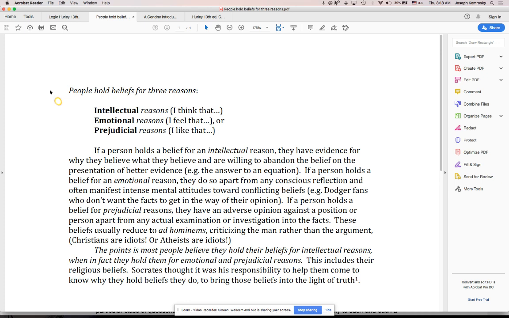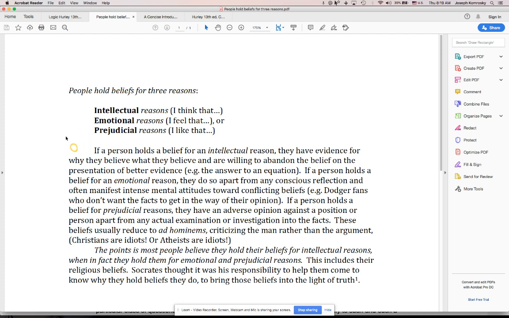He says people hold beliefs for three reasons: intellectual, emotional, and prejudicial. So in this section 2.1, we're really going to pull apart intellectual versus emotional, right? But I want you to have an understanding of these beliefs you hold for these reasons. So intellectual reasons, I think that. Emotional reasons, I feel that. Prejudicial reasons, I like that.